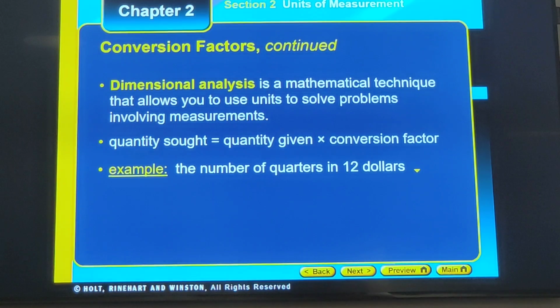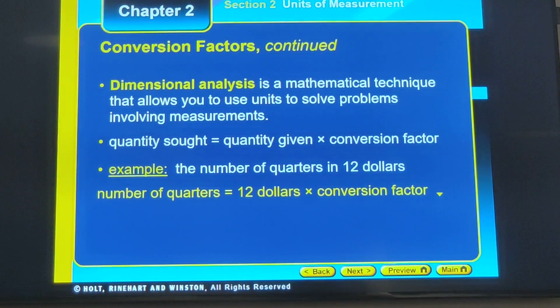So let's just take something we can do quickly in our head. They want to know how many quarters in $12. Okay, so how many quarters is what's sought? The quantity that's given is the $12, and what's my conversion factor between dollars and quarters? How many quarters make $1? 4. So my conversion factor is like $1 over 4 quarters, or 4 quarters over $1, however you want to say that, because they mean the same thing.